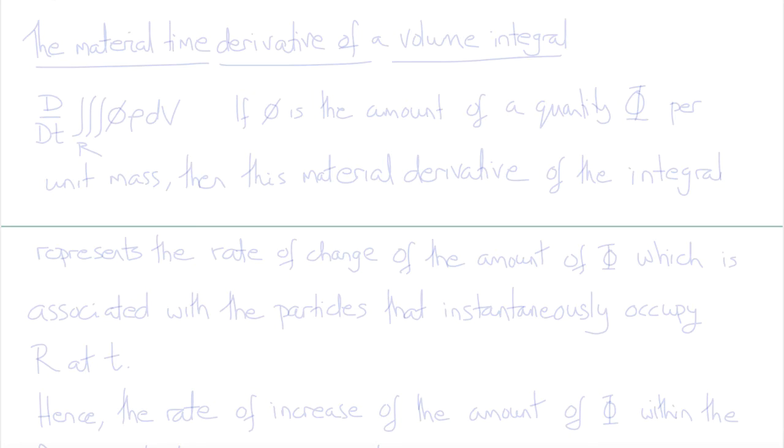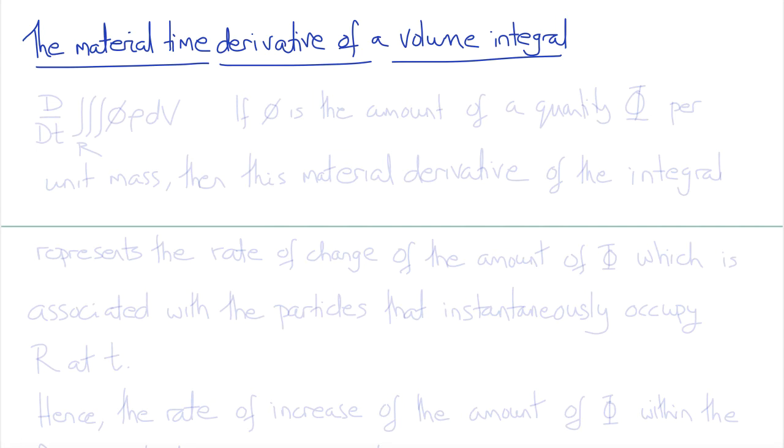So this is merely a proof that we've already made use of. So let's take the material time derivative of a volume integral, and for the purposes of this derivation, we'll consider that this is the material time derivative of the volume integral of rho times a quantity phi, and phi is some sort of density of another quantity, capital Phi.